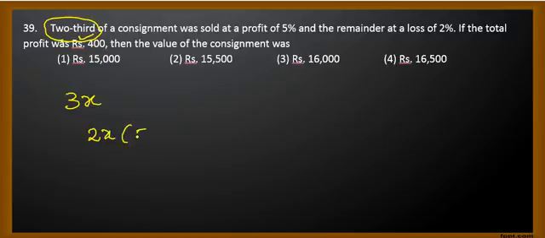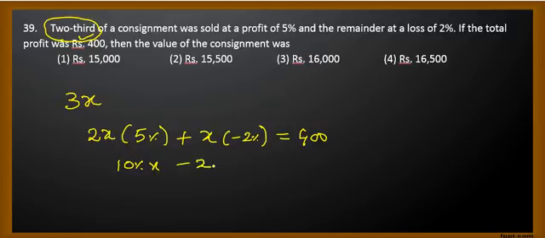On this, there is a profit of 5%, so I will write 5%. The remaining, what is the remaining? x, because two-thirds of 3x is 2x. The remaining x was sold at a loss of 2%. But the total profit was how much? 400 rupees. So which is equal to 400. Now, coming to here, 5% of 2x is 10% of x, so 10% of x minus 2% of x is equal to 400. So 8% of x is equal to 400.